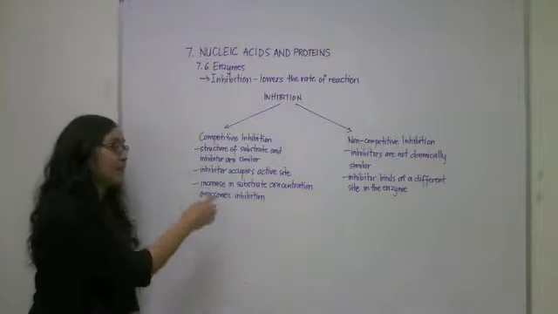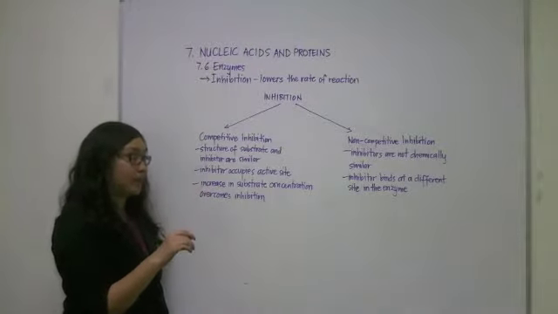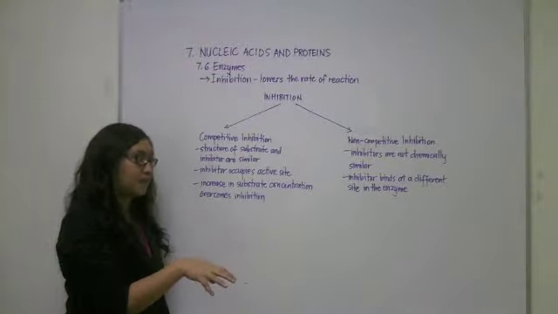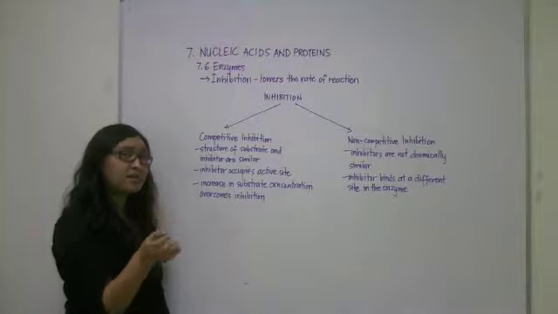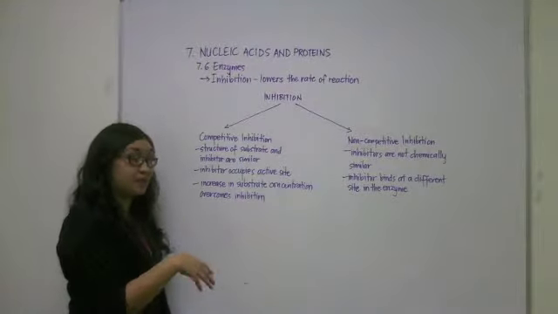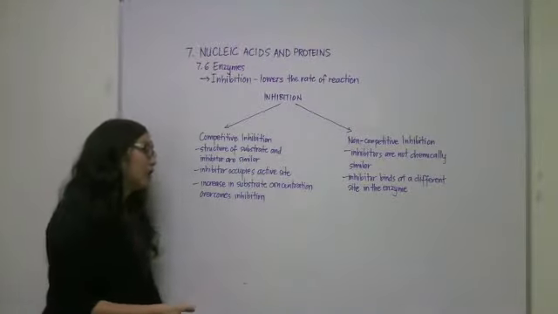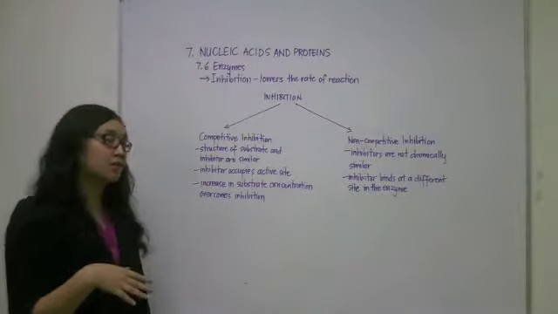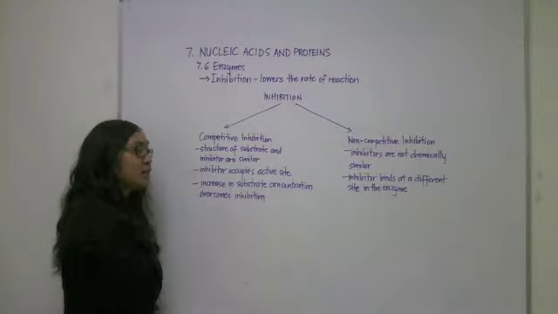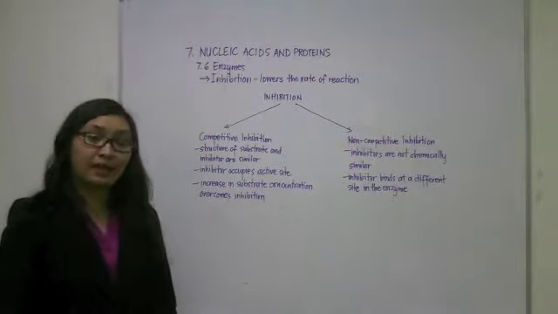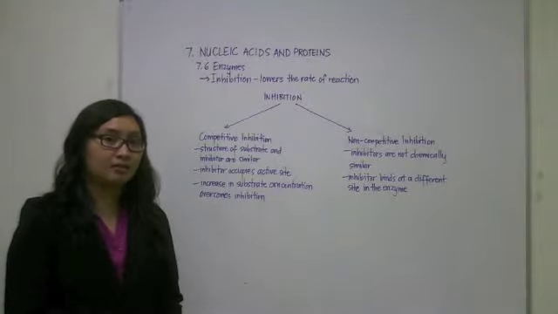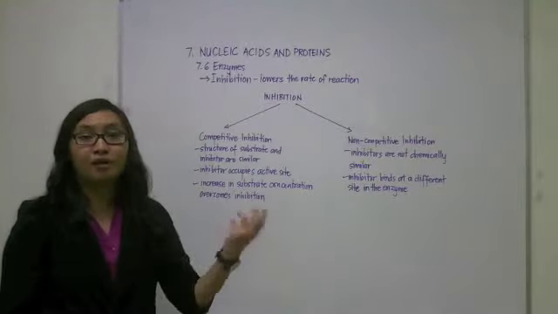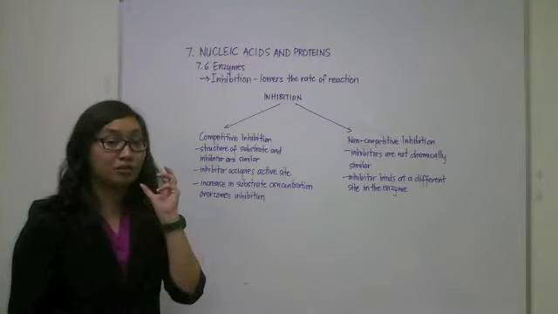So when that happens, the inhibitor occupies the active site. Whenever the inhibitor occupies the active site, this prevents the substrate from binding with the active site because the inhibitor is there. So how can we overcome this situation? We can only overcome this situation whenever there is an increase in the substrate concentration. By increasing the concentration of the substrate, we are able to displace the inhibitor from the active site, and then allow the substrate to bind with the active site.